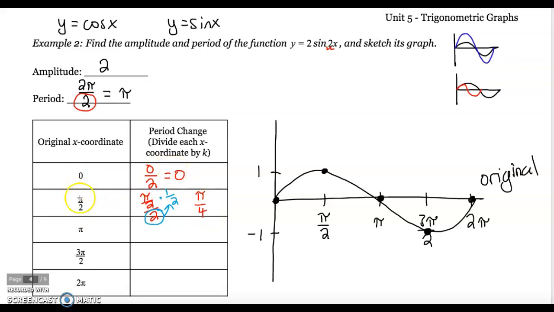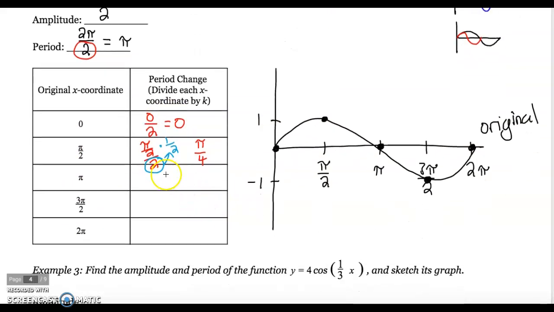0 stayed at 0, pi over 2 is going to move to pi over 4. I'm going to continue dividing each of these coordinates by 2. So pi divided by 2 is just pi over 2, so that's easy. 3 pi over 2 divided by 2, I think I'm going to have to do a little bit of flipping and multiplying here as well. So I'll take my bottom number, flip it so it becomes times 1/2 instead. And I'll end up with 3 pi times 1 is 3 pi. 2 times 2 is 4. So my coordinate that's at 3 pi over 2 will move to 3 pi over 4.